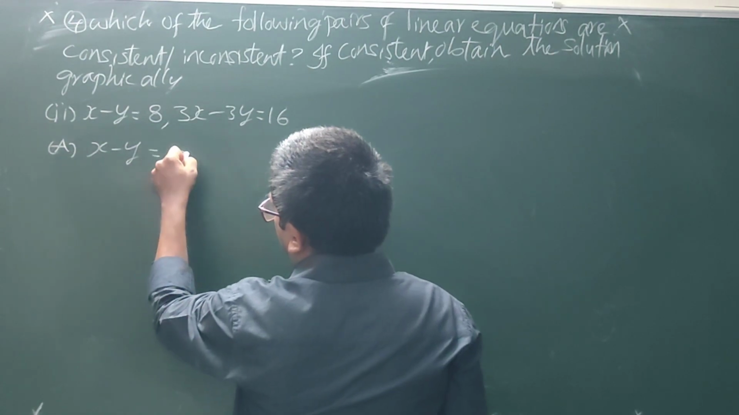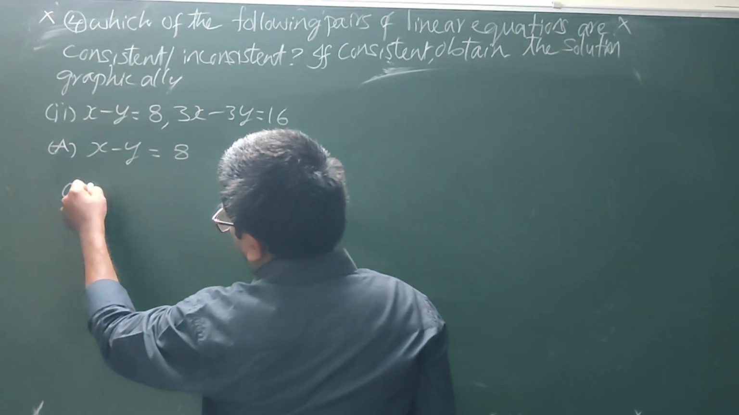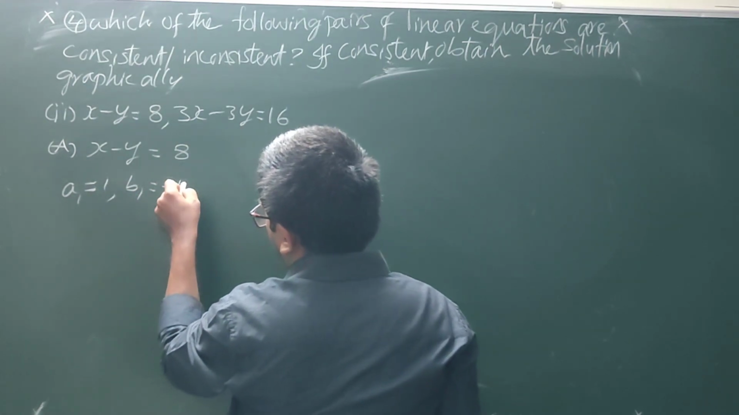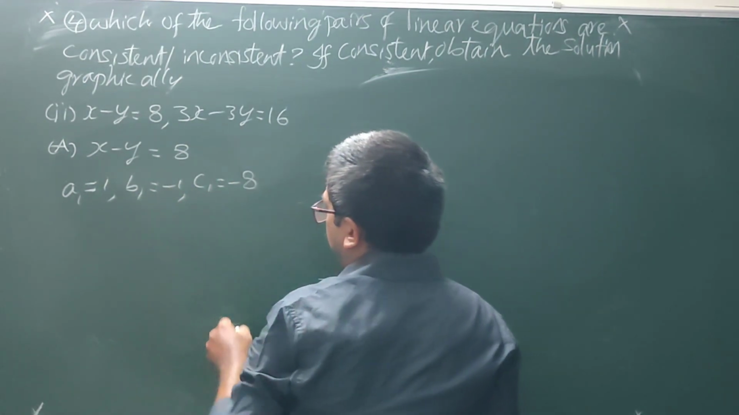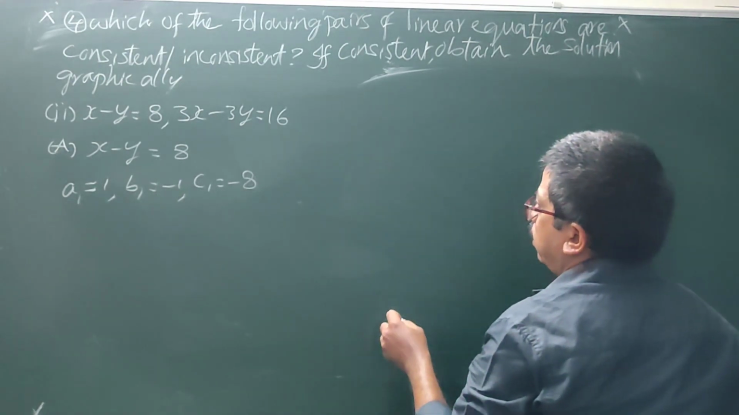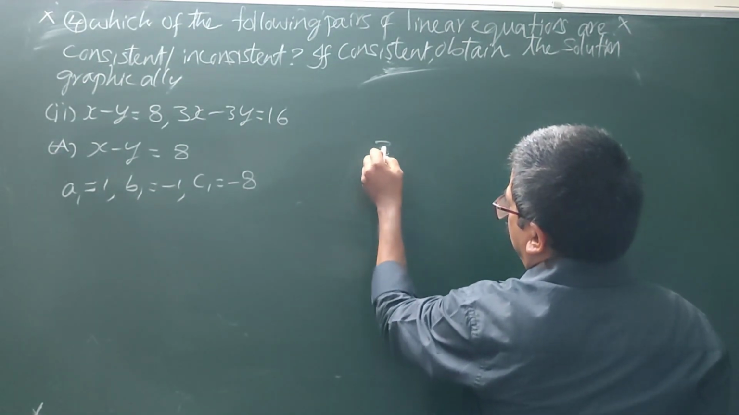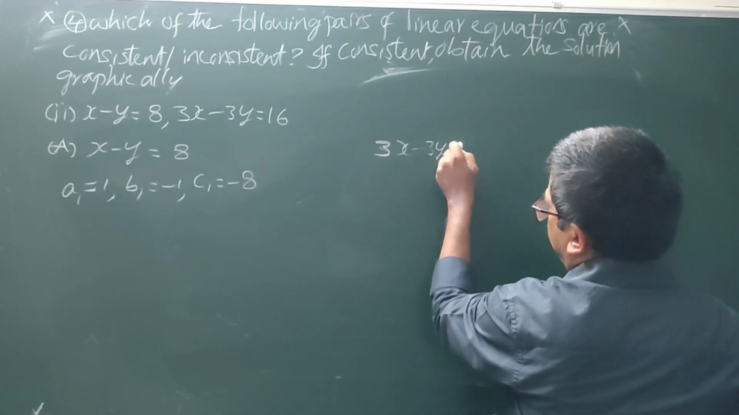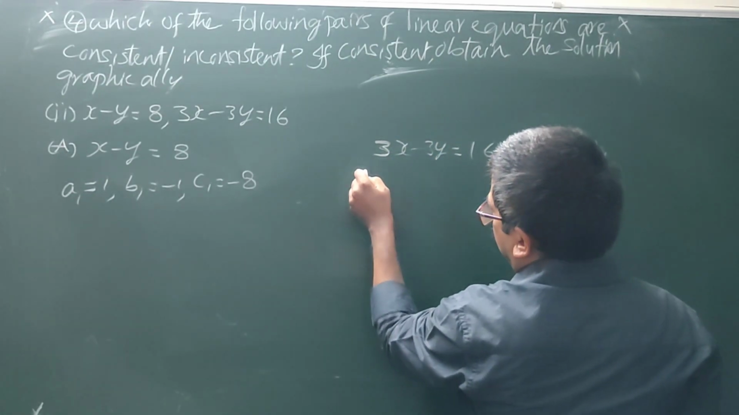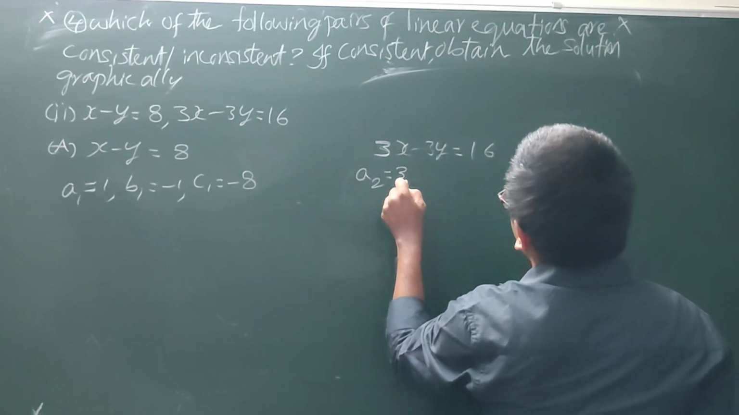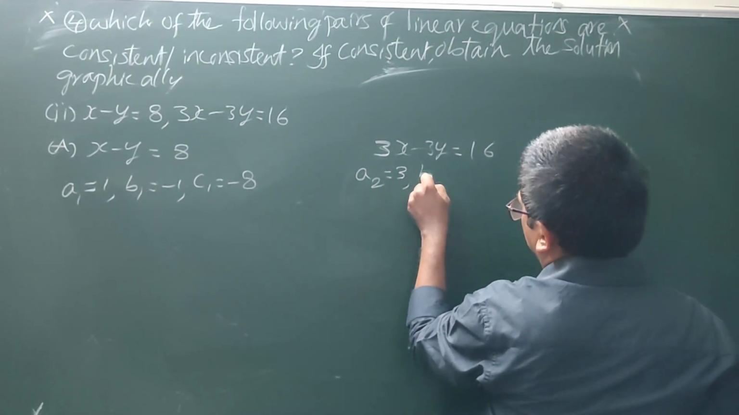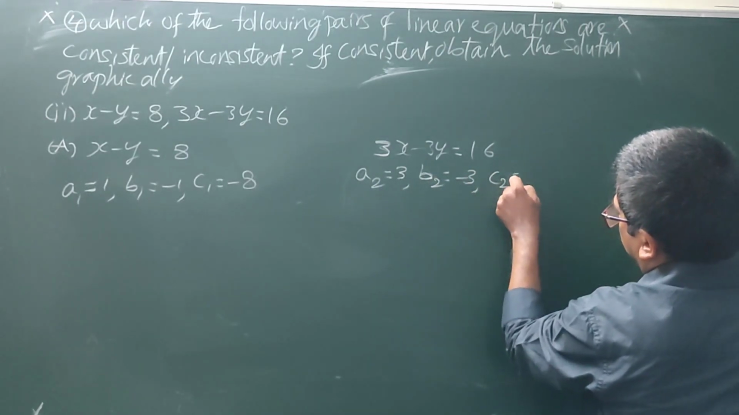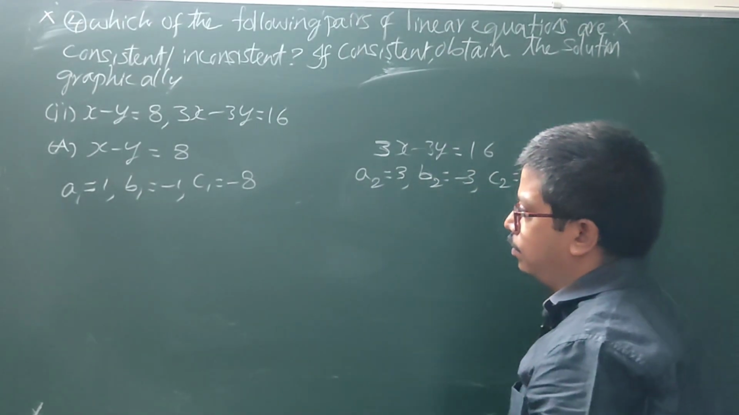Second one, x minus y equal to 8, 3x minus 3y equal to 16. x minus y equal to 8: a1 equal to 1, b1 equal to minus 1, c1 equal to minus 8. Next, 3x minus 3y equal to 16: a2 equal to 3, b2 equal to minus 3, c2 equal to minus 16.